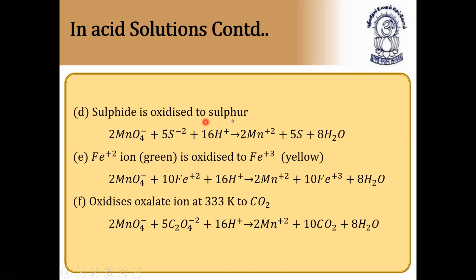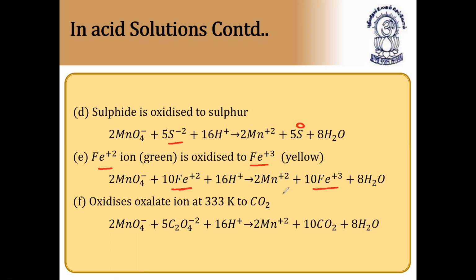Similarly, sulfide is oxidized to sulfur. Potassium permanganate oxidizes hydrogen sulfide to sulfur. So the oxidation state is minus 2 for sulfur, and here it is 0, because the oxidation state of a neutral element is 0. Similarly, Fe plus 2 to Fe plus 3.